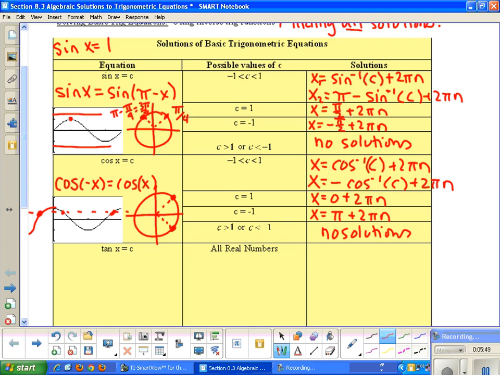And for the tangent graph, remember that this is my x and y axes. My graph looks like this. So remember, we only have one solution anytime we are solving for c. So in this case, the only solution we have is x is equal to tangent inverse of that c value. Or rather, the c value is what we're given, we're trying to find the x. So plus the period of my function, which in this case, remember for tangent, it's different, it's just pi.